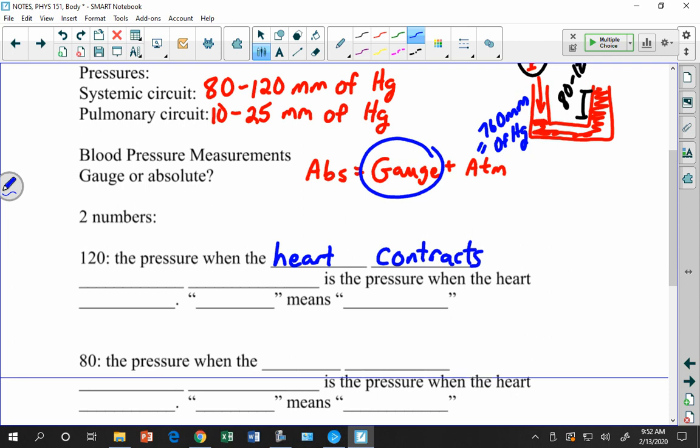So it's the pressure when the heart contracts. This is called the systolic pressure. Sure you know that word. This is the pressure when the heart contracts. I guess I just repeated that. Sorry. And systolic actually means contraction. So if you forget the answer, just think back to your Latin or Greek or whatever root that is. Systolic means contraction, and then you'll know the answer. Okay.